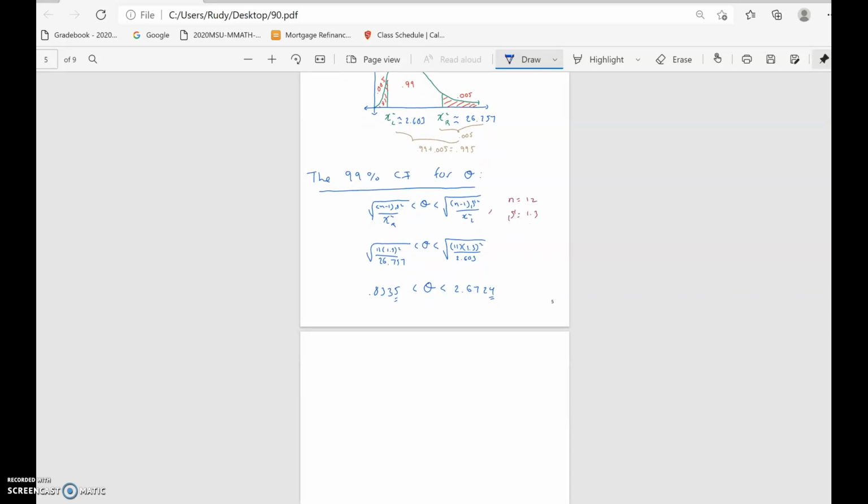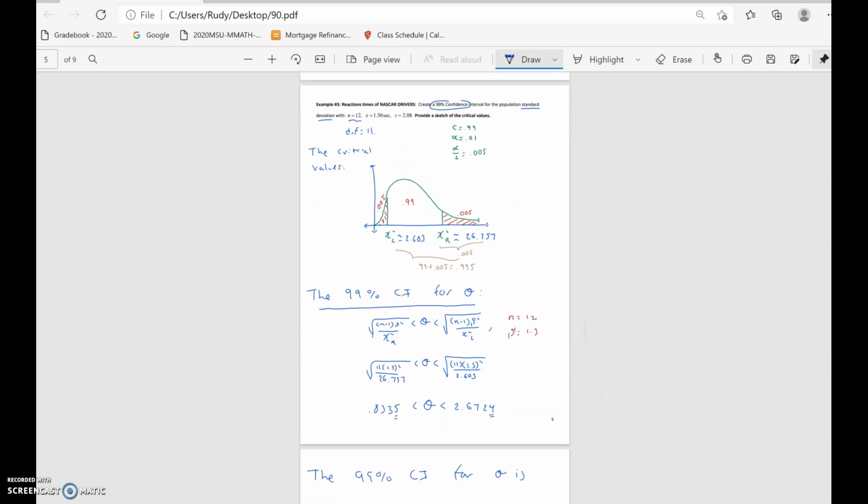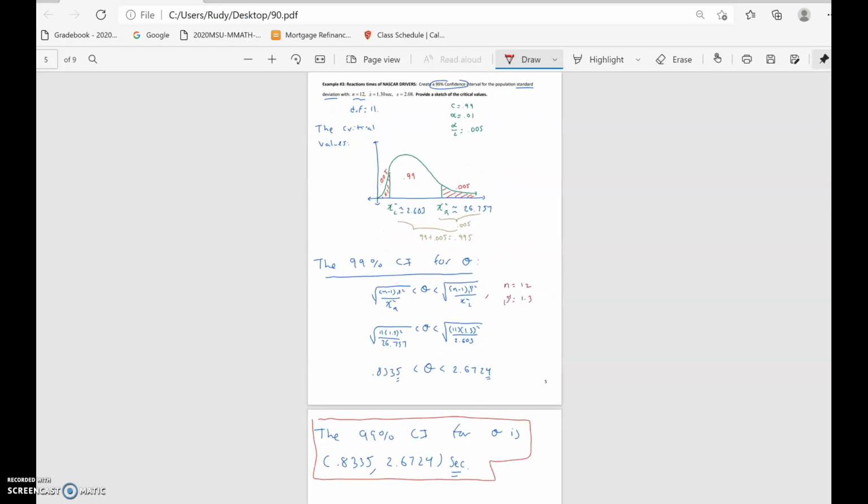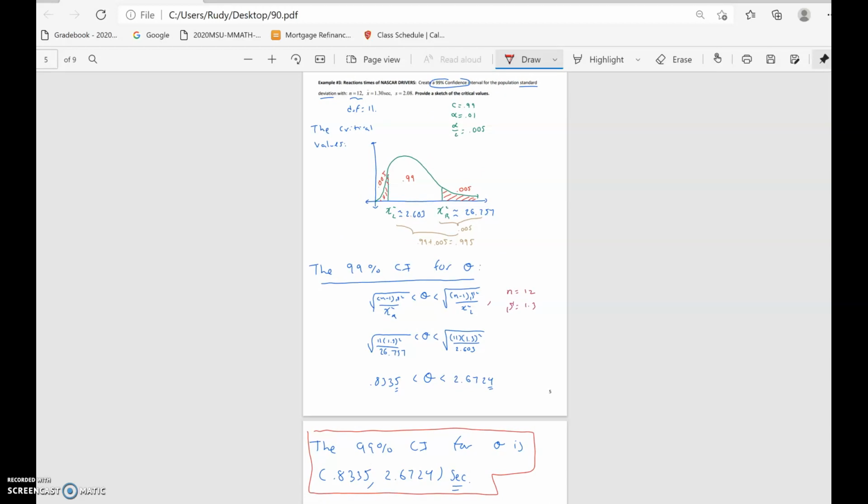And then the final step would be to express it as a sentence. So the 99% CI for sigma is 0.8335 to 2.6724, and we're dealing with seconds. That's the unit that's given in the problem, and that's actually it. Same as we did before, I want to see the formula and then what values you're actually evaluating. That's actually it for this one.